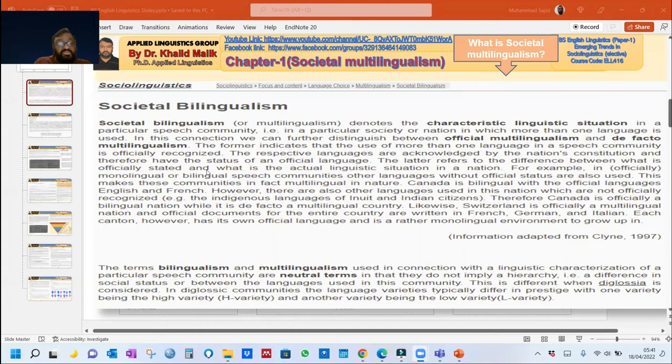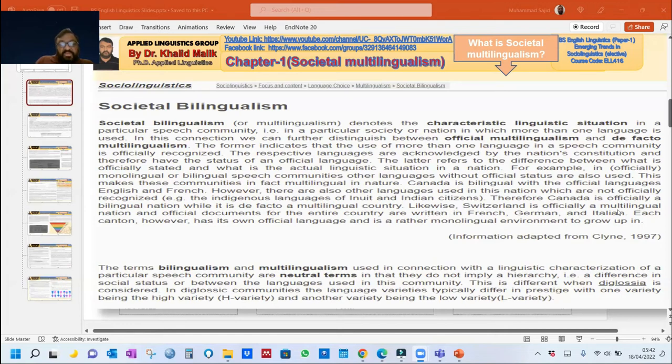For example, in officially monolingual and bilingual speech communities, other languages without official status are also used. This makes these communities, in fact, multilingual in nature. Canada is bilingual and multicultural, with the official languages English and French. However, there are also other languages used in this nation which are not officially recognized, for example, the indigenous languages of the Inuit and Indian citizens. Therefore, Canada is an officially bilingual nation, while it is a de facto multilingual country.